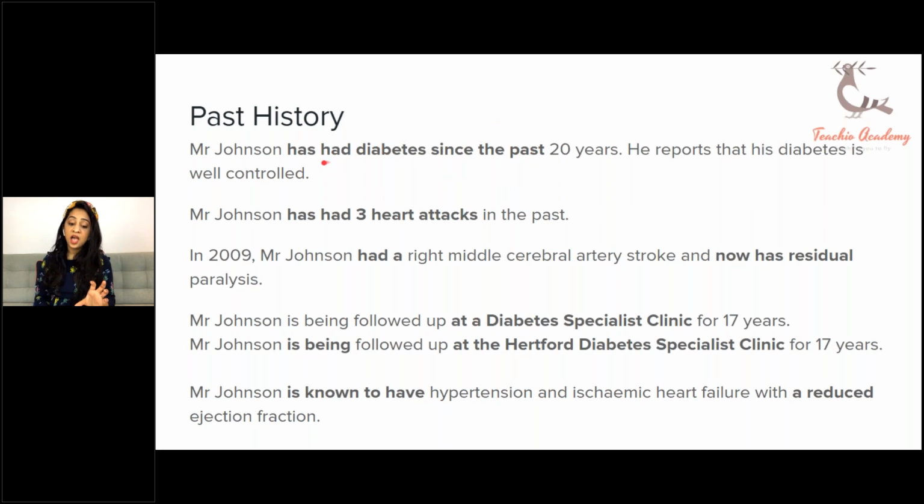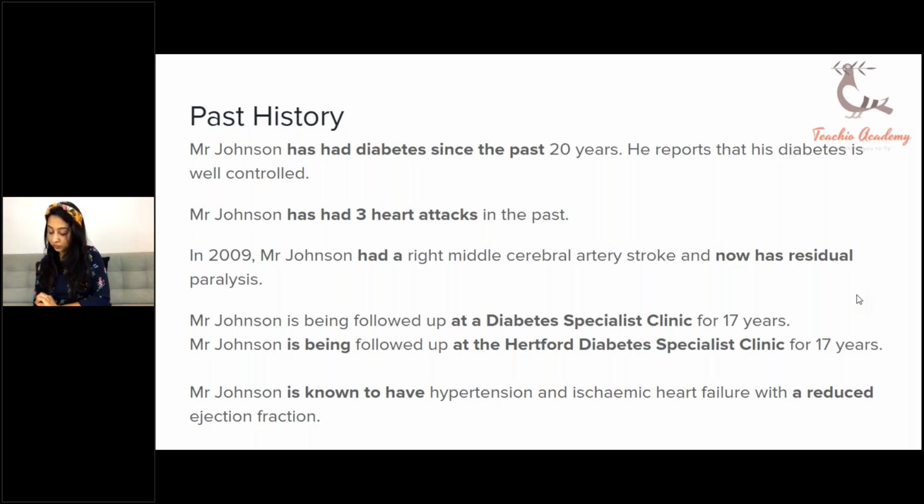So Mr. Johnson has had diabetes since, you can write "for" as well, nothing wrong with that, but "since" is a little bit better because it signifies a continuous period of time persisting up to the time where you're writing this letter. Since the past 20 years. Okay, so it's always a "the" there. So Yash, make sure you don't make that mistake in the future.